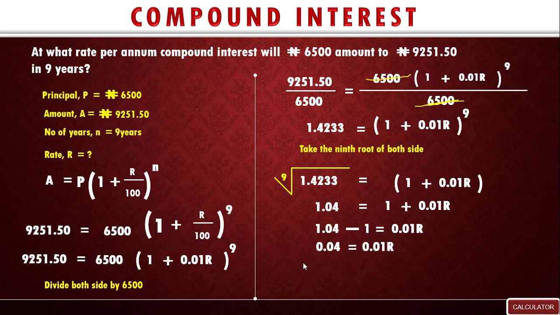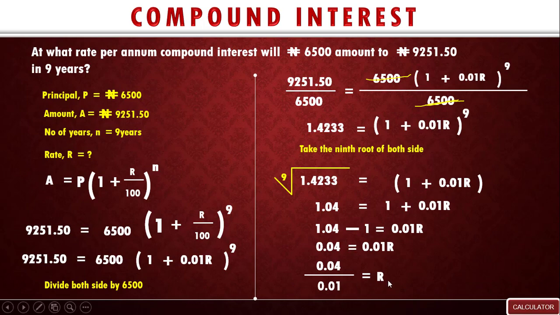Okay, the next thing now, we're looking for r, and the coefficient of r, that's the number beside r, is 0.01. So all we need to do is to divide both sides by this coefficient. When we divide both sides by this coefficient, this 0.01 will cancel out on the right hand side. Then it will now go to the left hand side, and you have 0.04 divided by 0.01 equals to r.